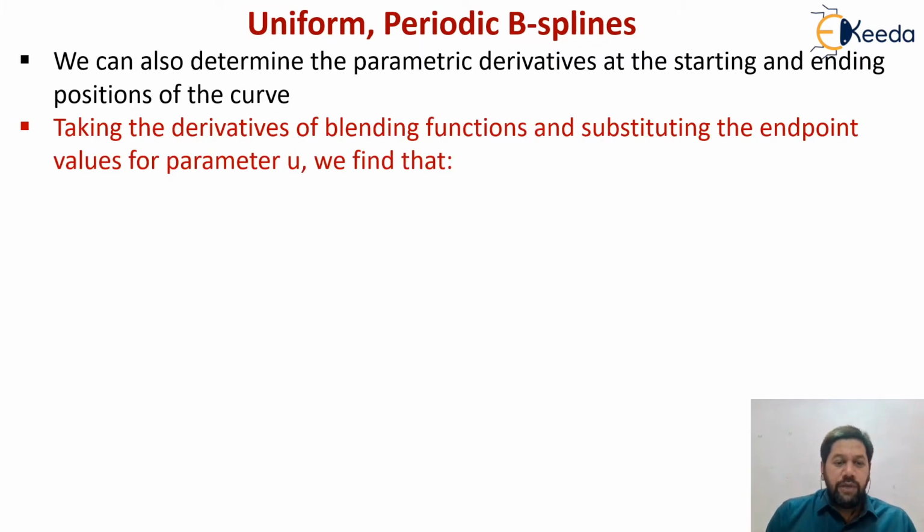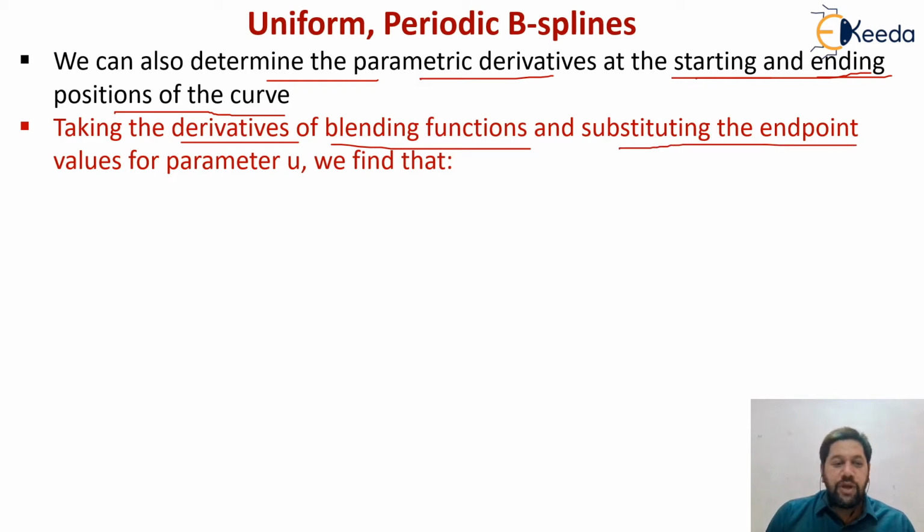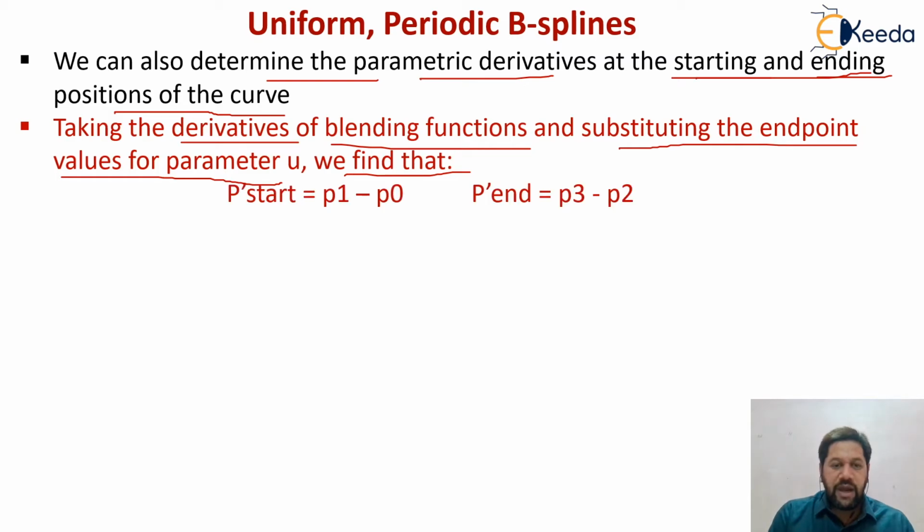Now, considering the uniform periodic B-spline curve and the difference that we have, we can also determine the parametric derivatives at the starting and ending position of the curve. We can achieve this equation. So how can I change the shape at the starting and ending position of the curve? Taking the derivative of the blending function and substituting the endpoint values for the parameter u, we can find that.